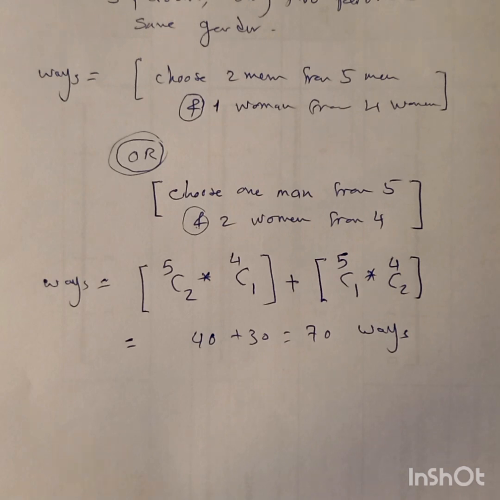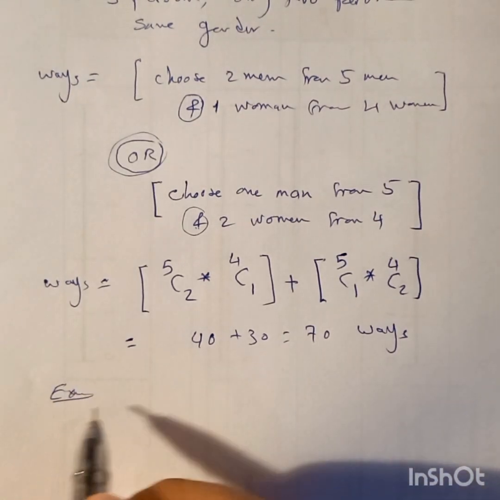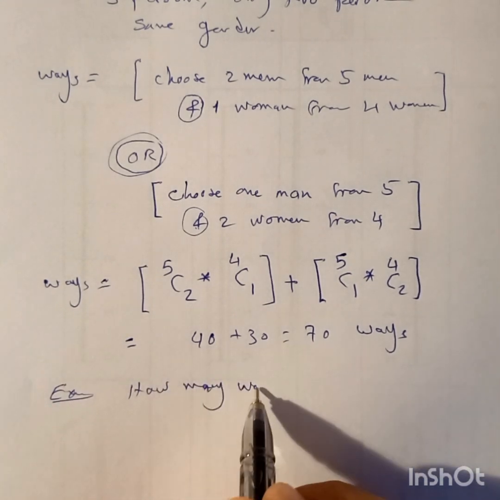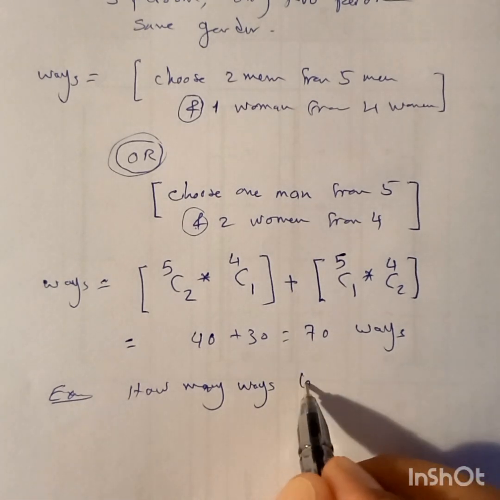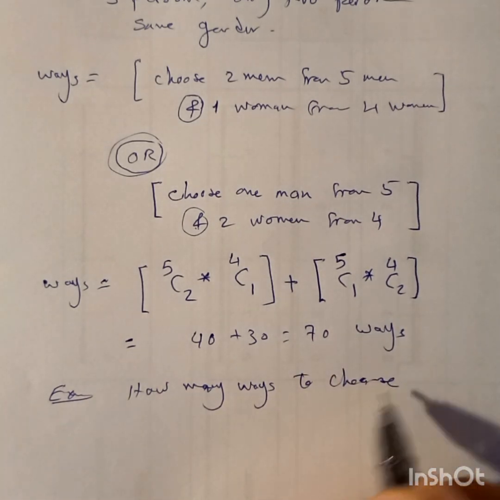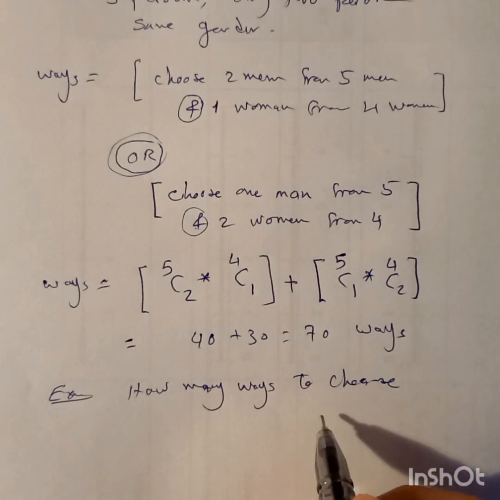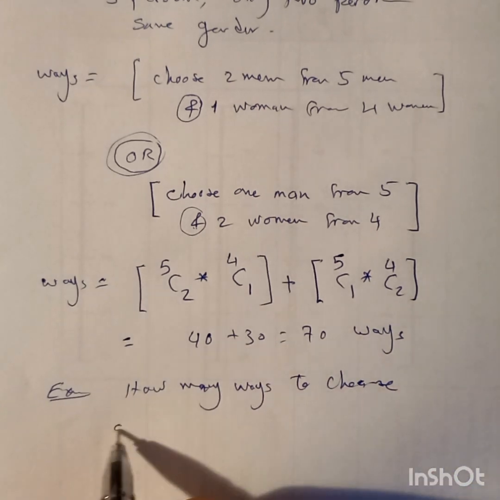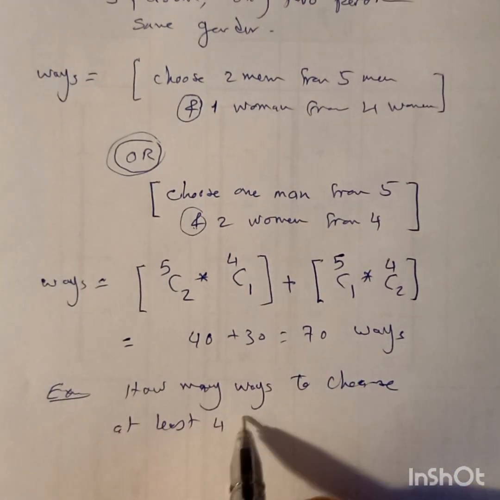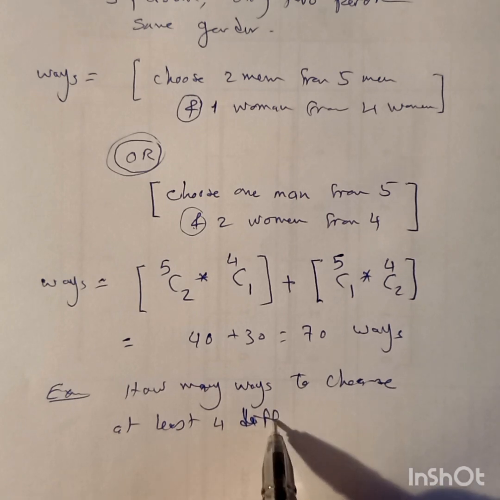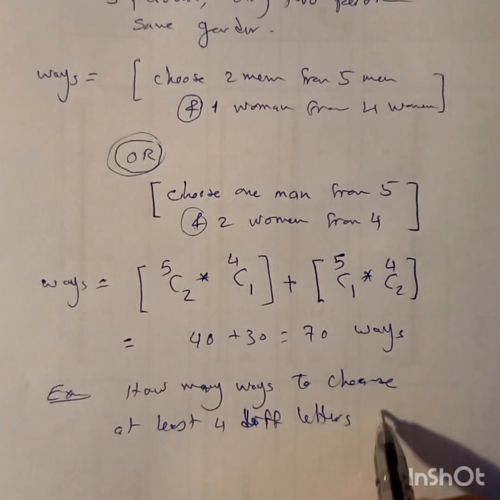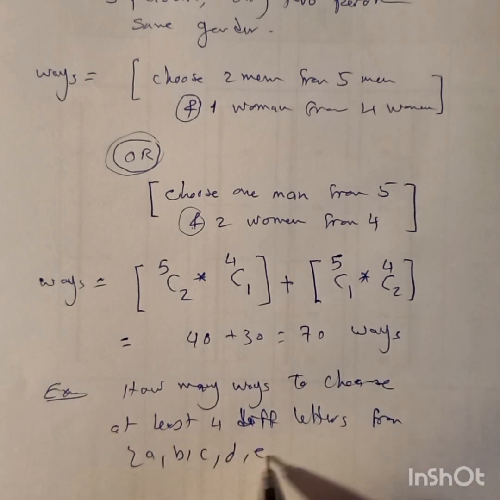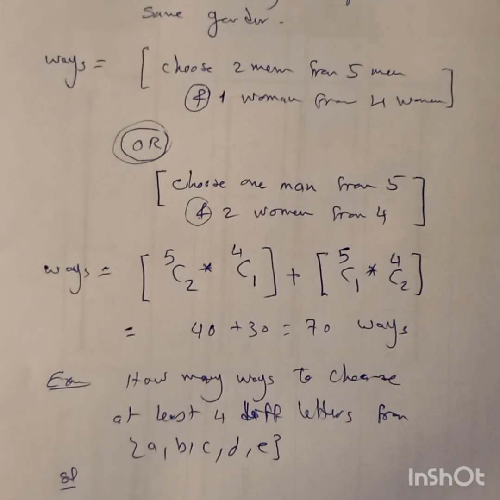Here we have another example. How many ways to choose or select at least 4 different letters together from the set A, B, C, D, E. We are going to use combination, as we don't have any arrangement or ordering. We need to solve this one.